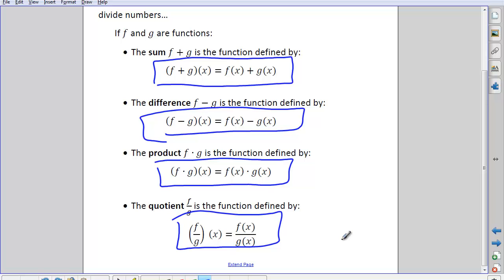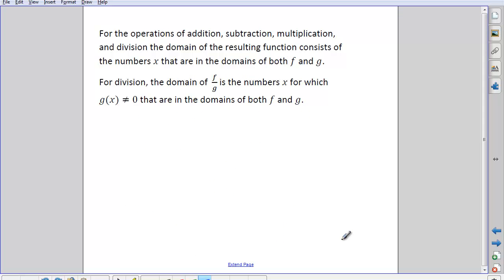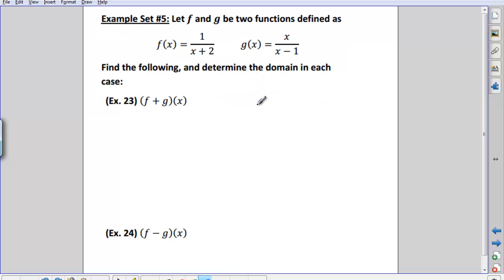Now, what's not so simple is when you start talking about the domain of that new function. If you add two functions together or subtract two functions, what's the resulting domain of that new function? So that's going to be the tricky part of answering these questions. And so we'll cover these notes here in just a second. First, let's just look at a couple of examples of adding two functions together, subtracting two functions.